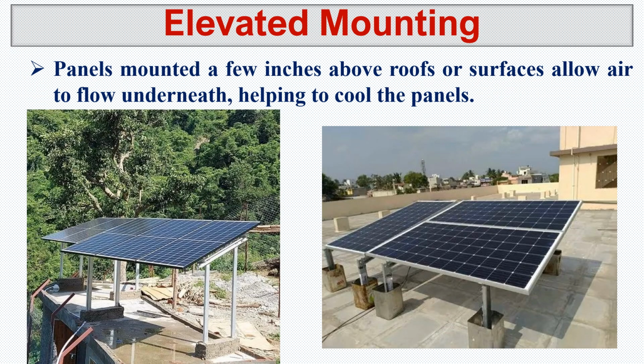So one of the things is elevated mounting. Panels mounted a few inches above the roof or surface allow air to flow underneath, helping to cool the panel. So usually you might see this kind of panel. You might wonder why they put it at a little bit of height, like 2 feet or 3 feet.